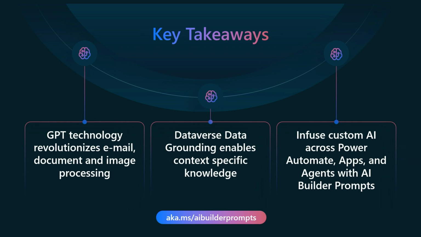I hope that you saw that we have now new GPT technology that really revolutionizes how we can set up email, document, and image processing. We have data grounding, which is now generally available, that can help you contextualize GPT, agents, and more to behave according to your enterprise context. And you can infuse these AI prompts across a multitude of different products in the Power Platform, whether that is Power Automate, whether that is Power Apps, or even Copilot Studio.